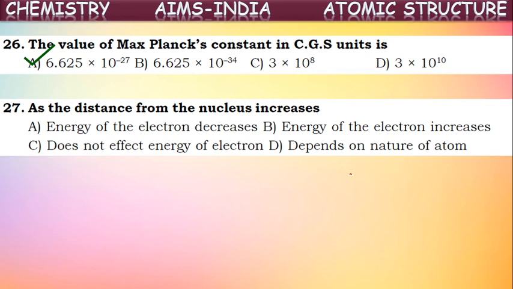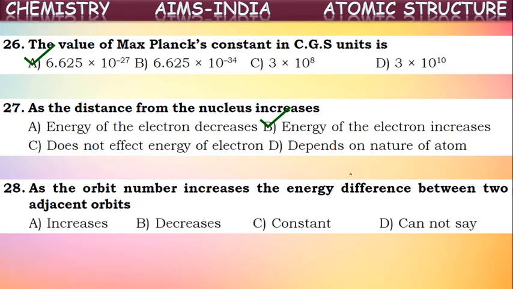Next, as the distance from the nucleus increases, energy of the electron. So it means as the electron is being far away from the nucleus in the higher orbits, its energy will be greater. As the distance from the nucleus increases, energy of the electrons in the orbits increases. Where is it? Here, energy of the electron increases.